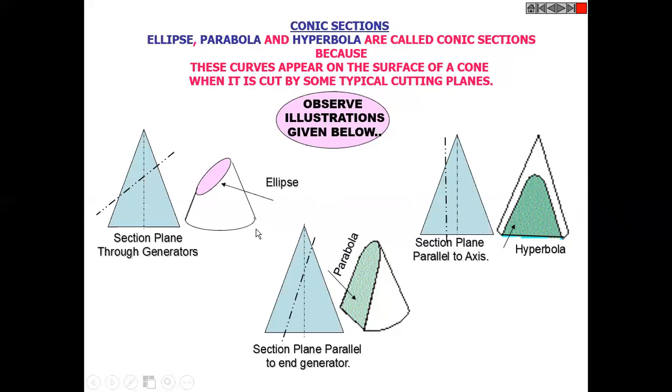In the first case, the plane cuts both end generators and also intersects the axis of the cone. In the parabola, it is parallel to one of the end generators and it cuts the axis and the other end generator. In the third, it cuts only one end generator and it is parallel to the axis of the cone. So this is the basic difference between ellipse, parabola and hyperbola.